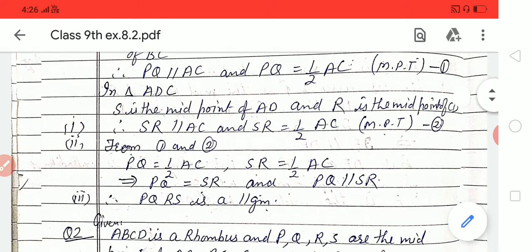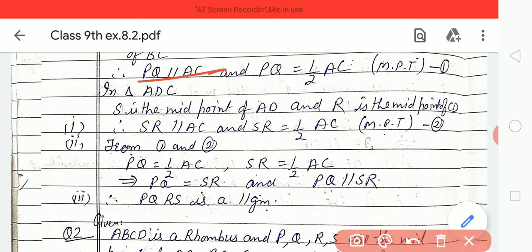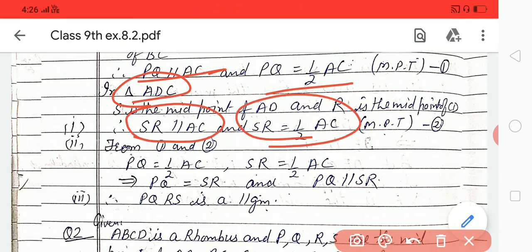So PQ and AC are parallel and also PQ is half of AC. And similarly we have proved in the triangle ADC that SR is parallel to AC and also half of AC. So this is the midpoint theorem, right?